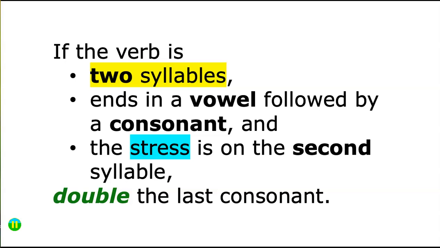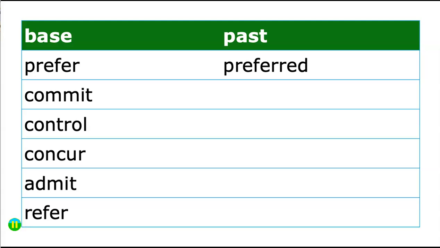Is the stress on the second syllable? That means where do we put more emphasis when we pronounce the word? If the stress is on the second syllable, we continue to double the last consonant. And here are our examples. Prefer, preferred. Commit, committed. Control, controlled. Concur, concurred. Admit, admitted. Refer, referred.